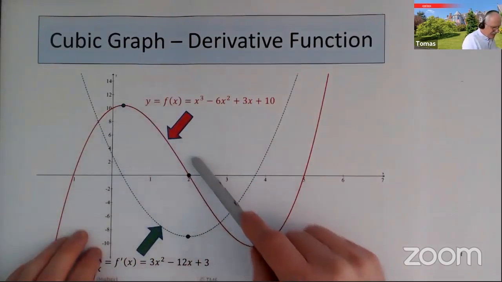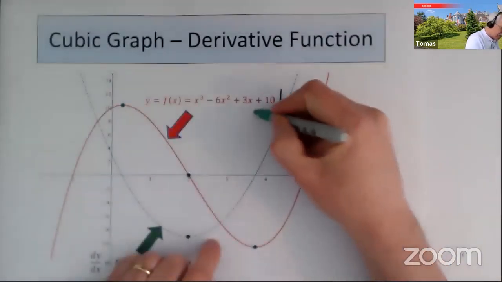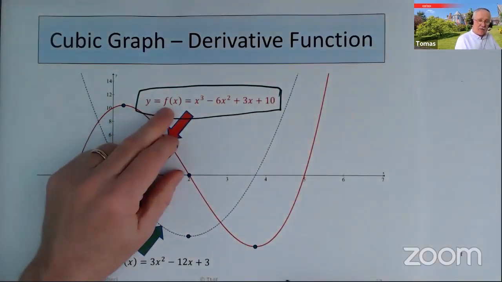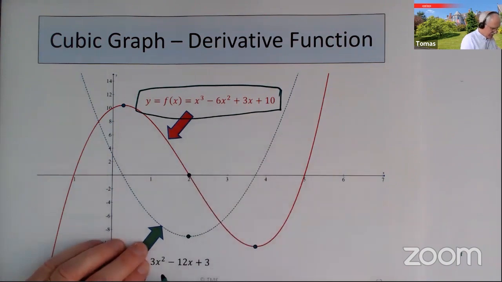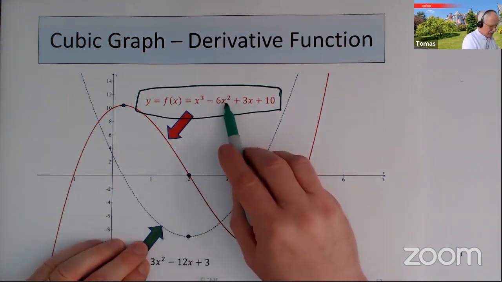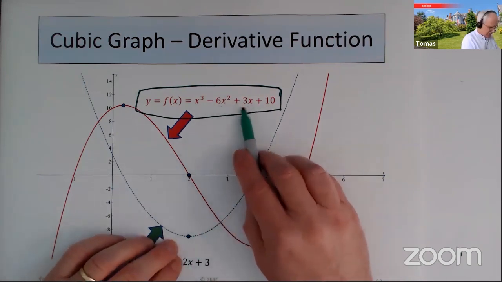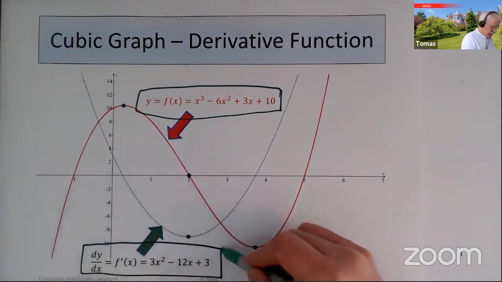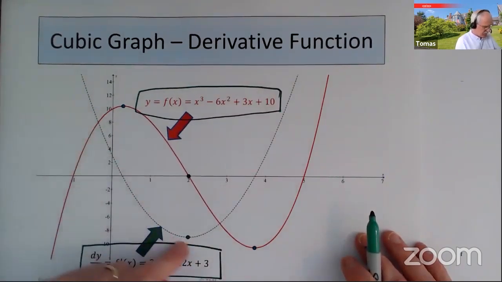So there's the graph of x cubed minus 6x squared plus 3x plus 10. And you can get dy/dx: the derivative of x cubed is 3x squared, the derivative of 6x squared is 12x, but it's a minus, and the derivative of 3x is 3. So that is actually a graph of dy/dx. I've just decided to draw that.